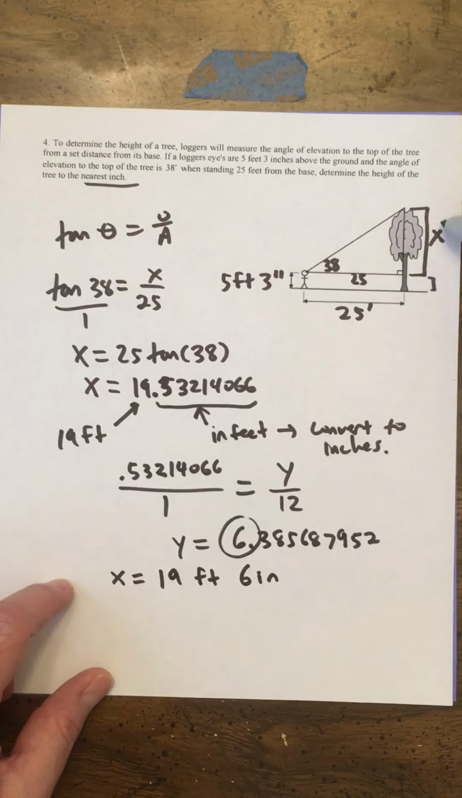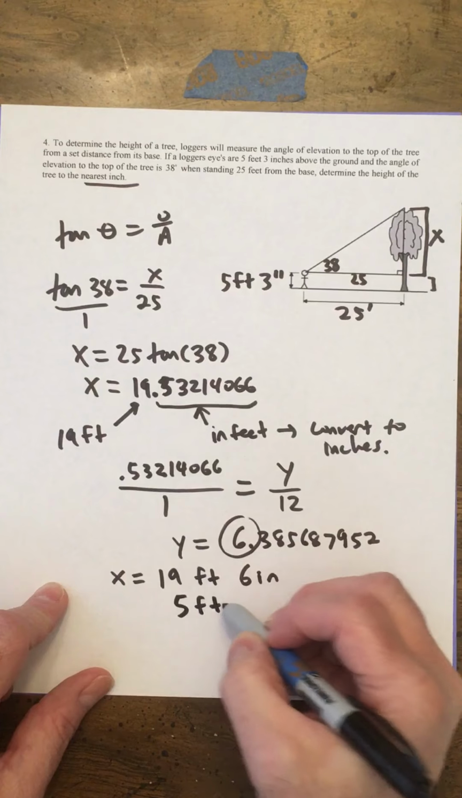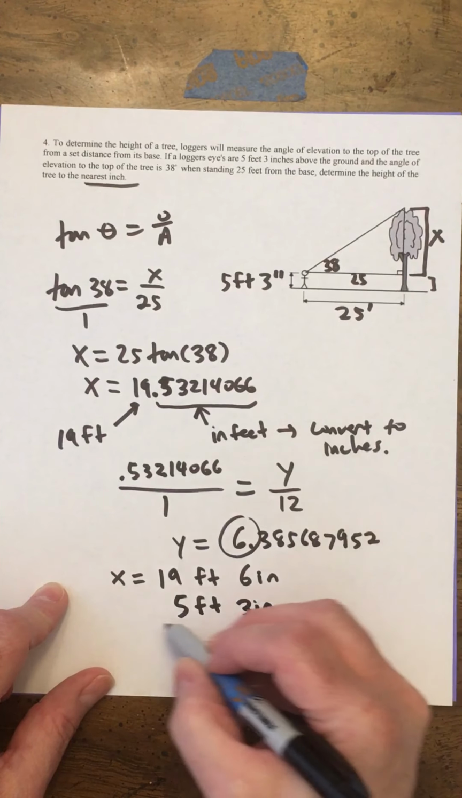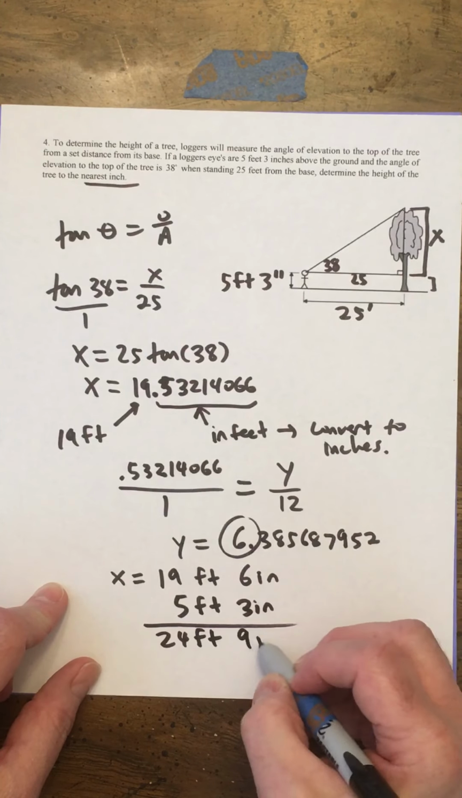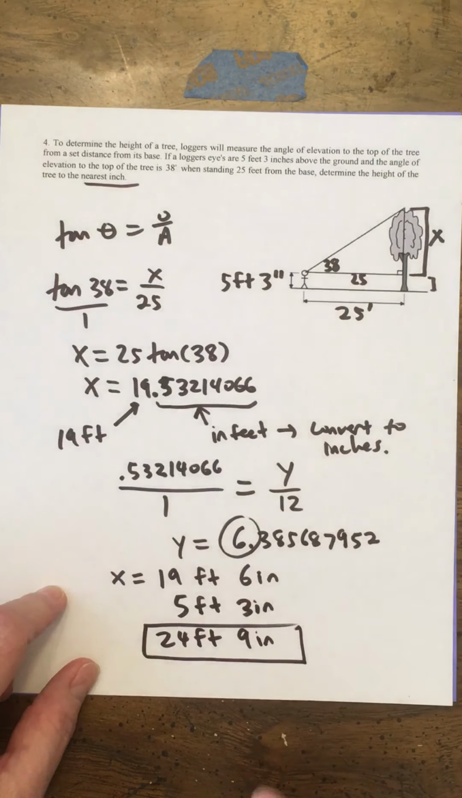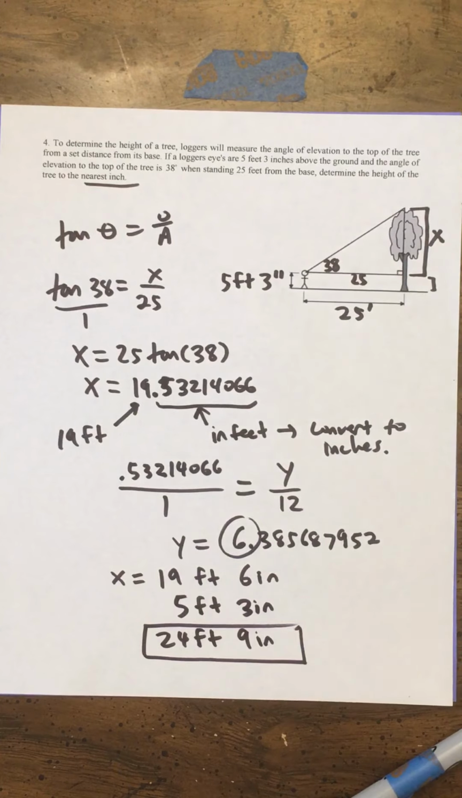And now remember, we found that this amount is 19 feet 6 inches. Now we're going to have to add on another 5 feet and 3 inches. And we get that the tree is going to be 24 feet and 9 inches. Okay? So work on homework number 5.